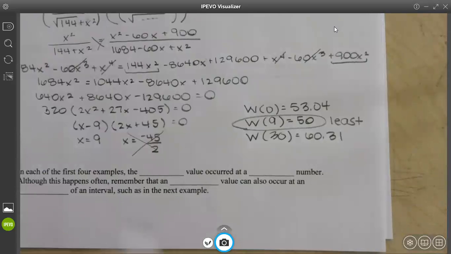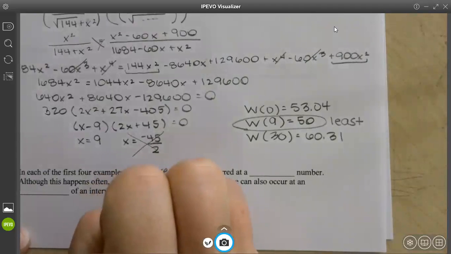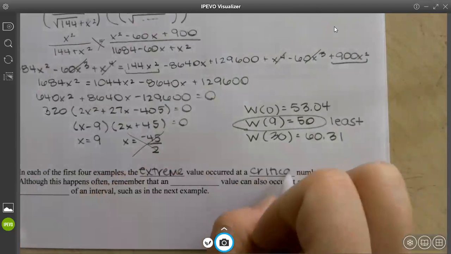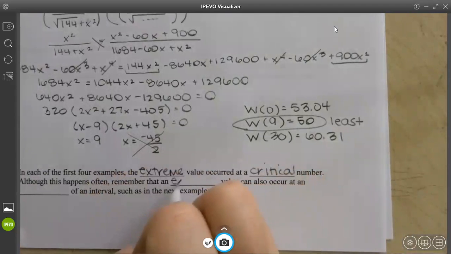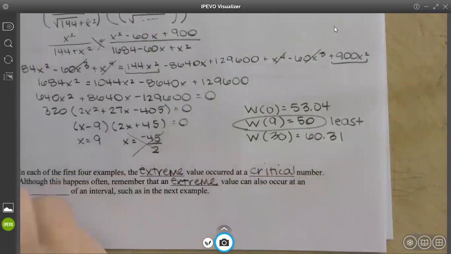In each of the first 4 examples, the extreme value occurred at a critical number. Although this happens often, remember that an extreme value can also occur at an endpoint of an interval, such as the next example.